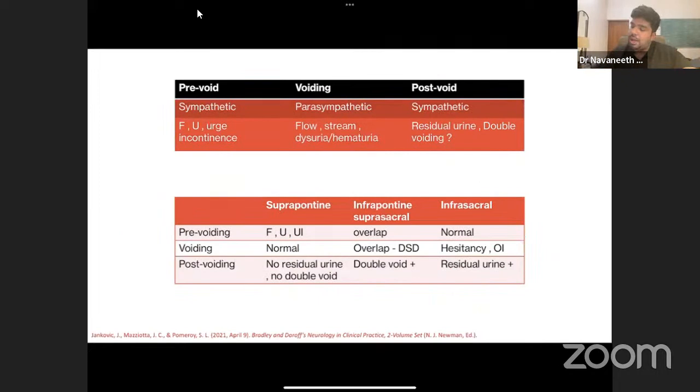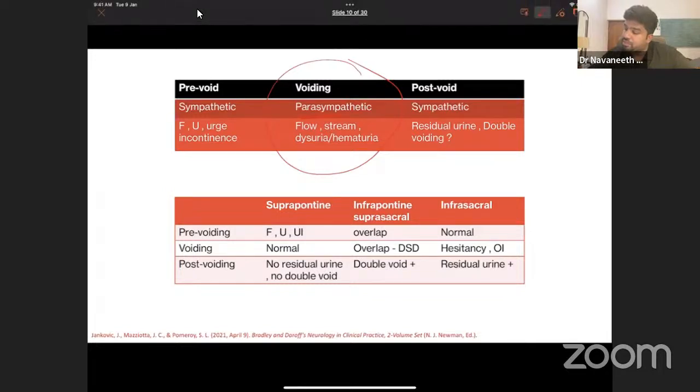So this is what I've already spoken about. I told you if there's a problem in voiding, you're going to talk to the patient about what the difficulty of passing urine is. You have to differentiate between whether there's a voiding problem or a storing problem. If there is a voiding problem, it is mostly parasympathetic. You're going to have problems in the flow, the stream, and you might have dysuria, hematuria. That is the voiding problem. That's what the patient is going to come and tell you about, the voiding issue.